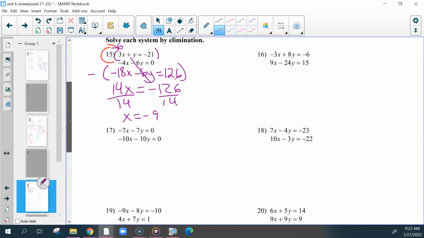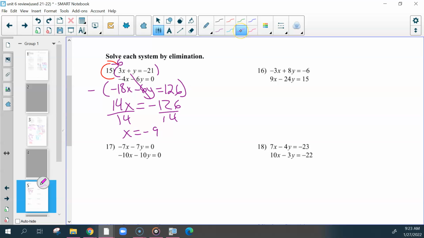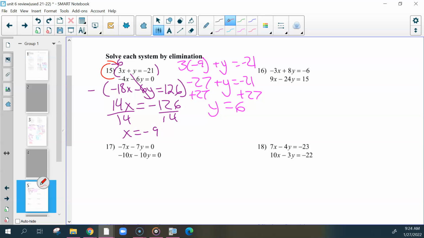Okay. And now we need to put this into one of our equations and find y. Doesn't matter which one. So we would have negative 27 plus y equals negative 21. Add 27 to both sides. And y equals 6. So our ordered pair would be negative 9, 6.